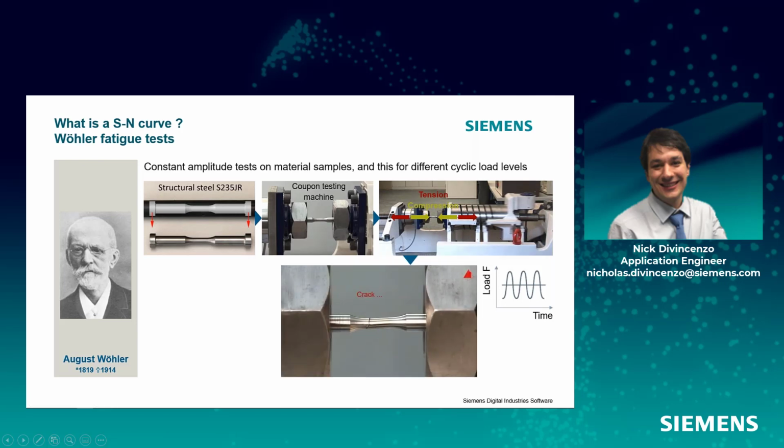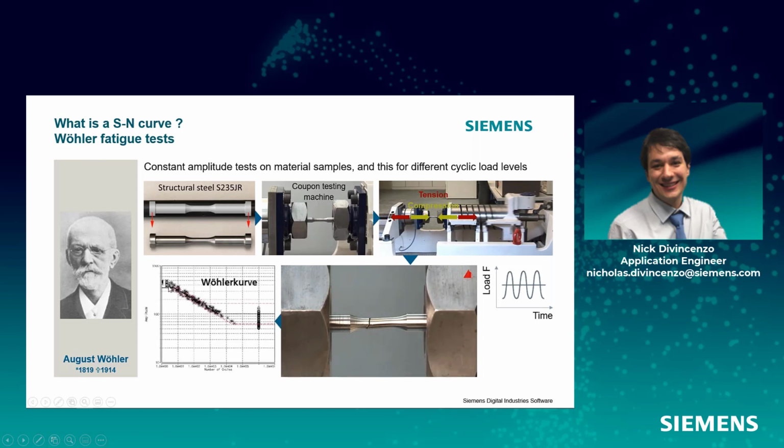And then we record the number of cycles that it was able to withstand before failure on our plot here. We then take another coupon and do the same test, but this time we vary the load level. And if we get enough data points, we can build up an SN curve for that material coupon.